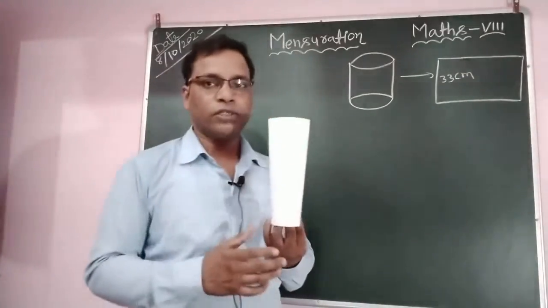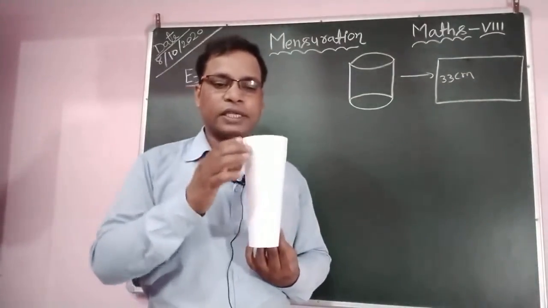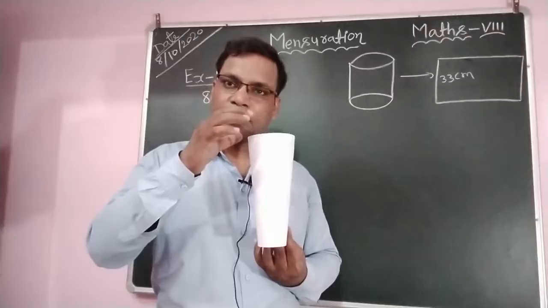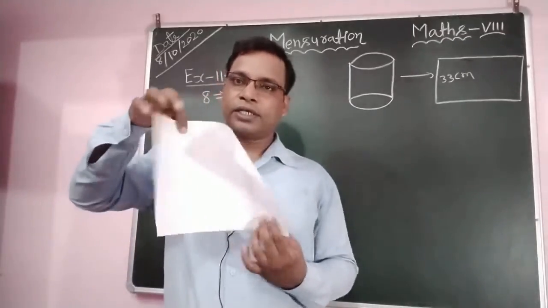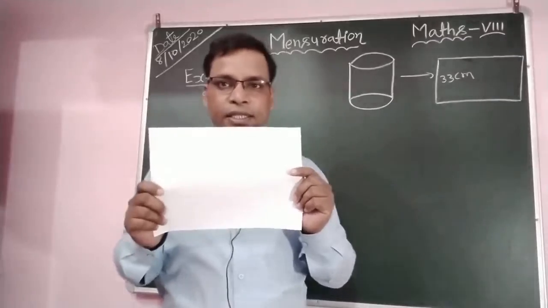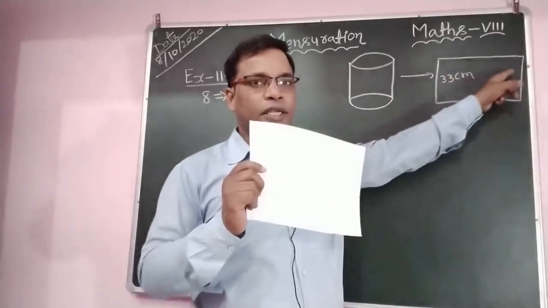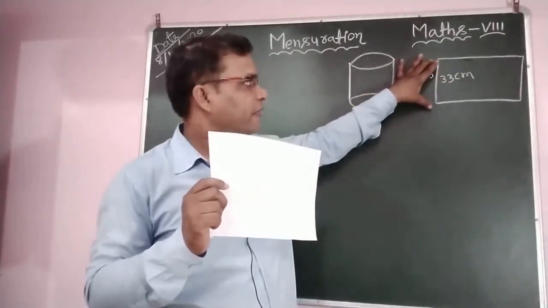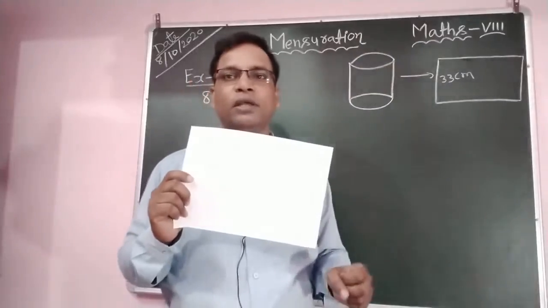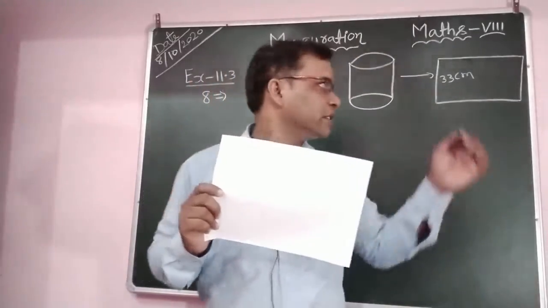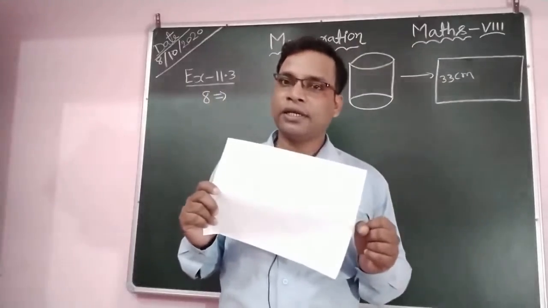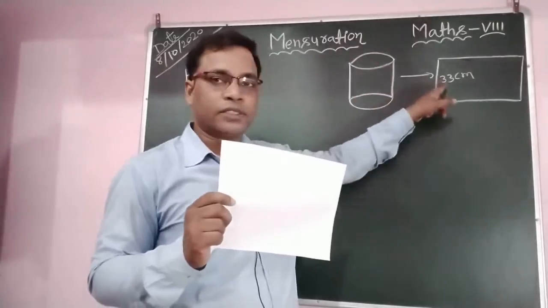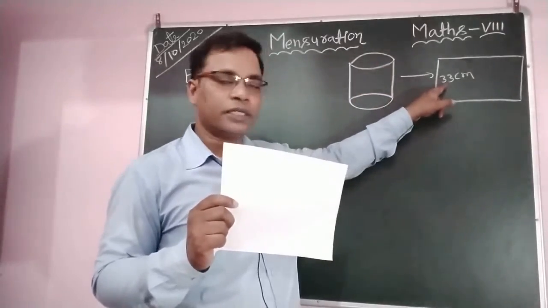We cut it according to its height. When you cut it along its height, then we obtain a rectangular sheet like this. In this rectangular sheet, its width, you can say breadth, is 33 centimeters. What is its height? How can we find its height? If we cut it along its height, then we find its breadth. Breadth is 33 centimeter. This is given.